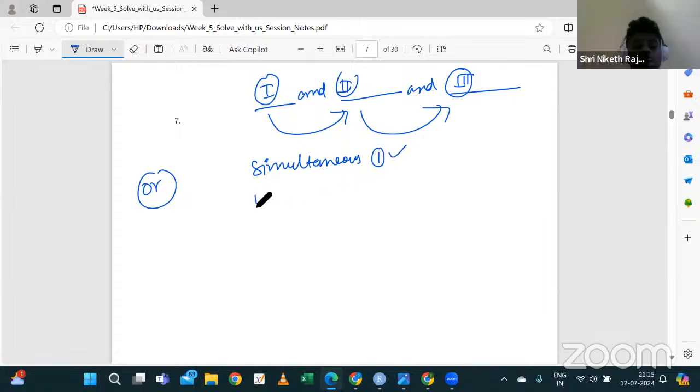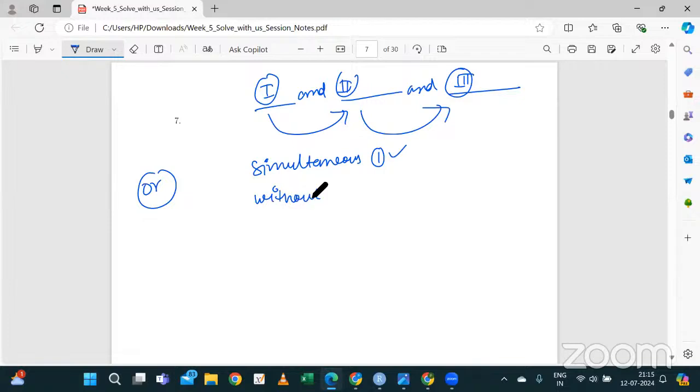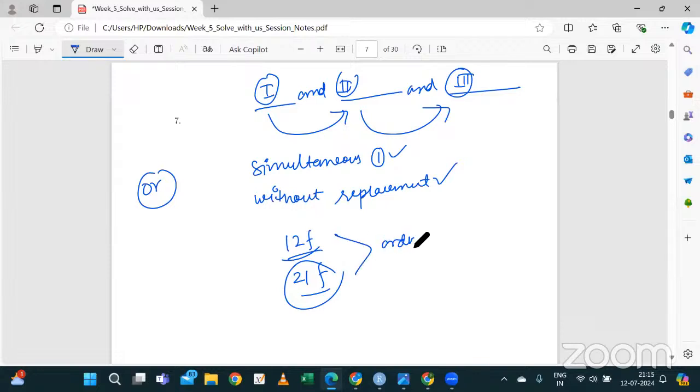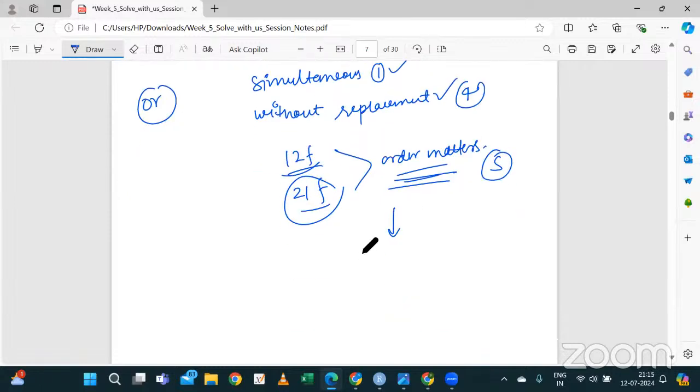Yes, sir. In the question, it is clearly mentioned it's without repetition, that is without replacement. And tell me, if I'm writing the password 1 2 F or 2 1 F, are these two different or the same? Different. Does order matter or not? Order matters. So 1, 4 and 5 will be correct. If order matters, then what will you use, permutation or combination? Permutation. Very good.